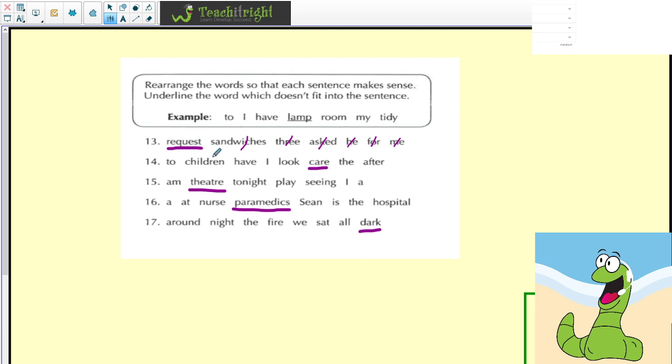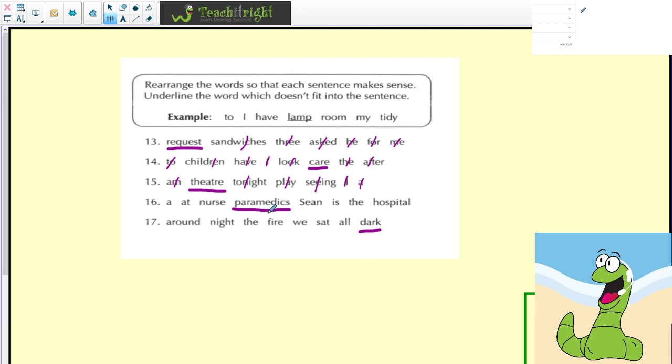And the next one, we've got another pronoun to start. So I have what? I have to look after the children. So care is the word we didn't need there. 15, I am seeing a play tonight. I am seeing a play tonight. So theatre was the word that we didn't need.